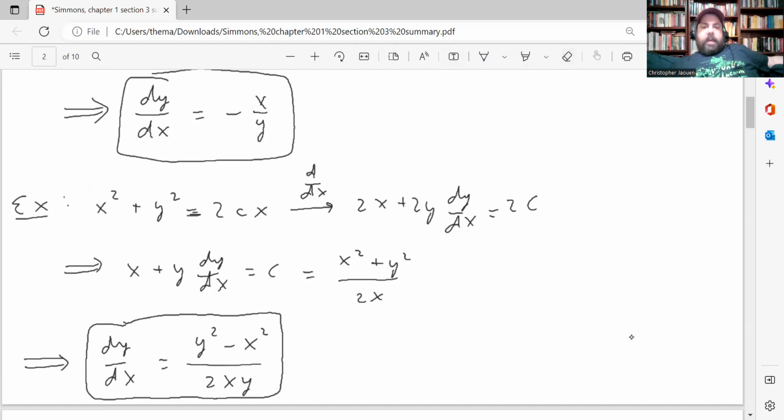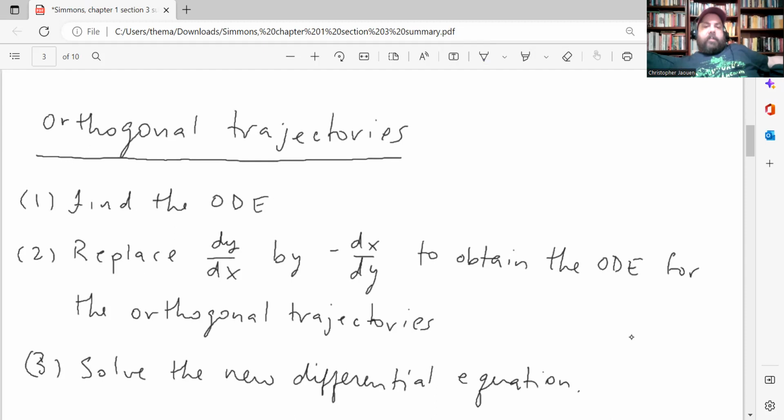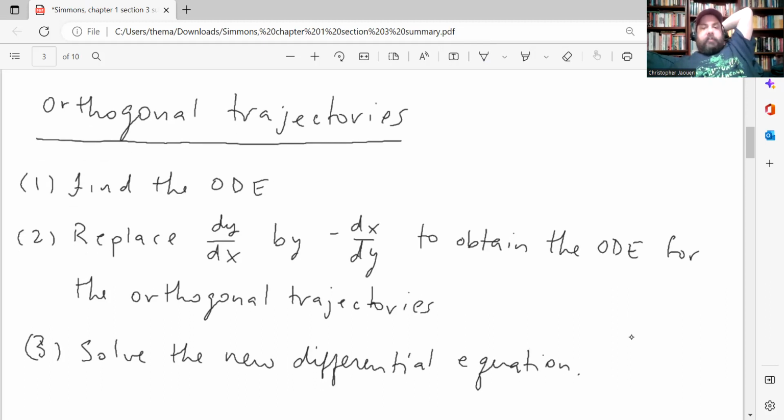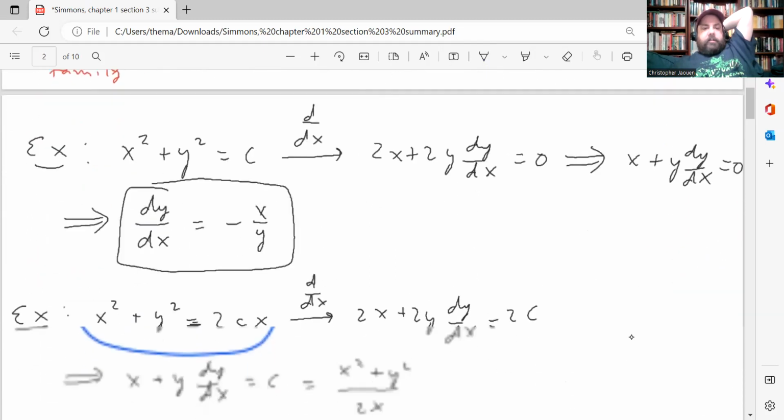From there, we're going to look at orthogonal trajectories. So once you have a one parameter family of solutions, sometimes it's important to know about the family of orthogonal trajectories. Orthogonal meaning perpendicular. So everywhere that the curves intersect, they intersect at right angles. That's what orthogonal means. So the process for doing that is first you have to find the ODE. So, do a procedure, something like we had up here.